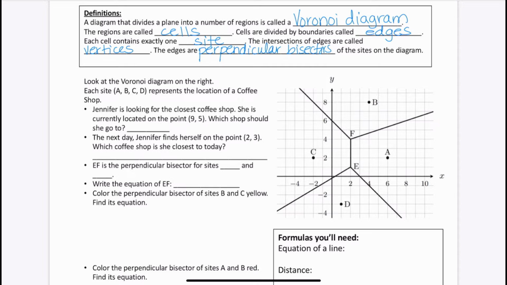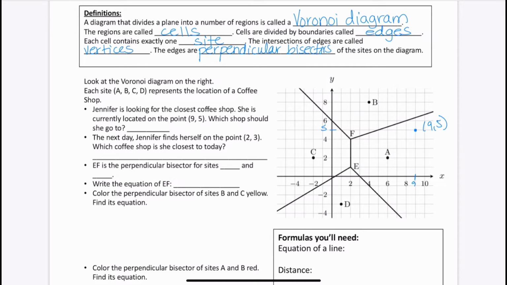Jennifer is looking for the closest coffee shop. She's currently located on the point 9, 5. Which shop should she go to? Let's go ahead and find 9, 5. If you find 9 on the x-axis and then 5 on the y-axis, here is Jennifer's location. She's at the point 9, 5.